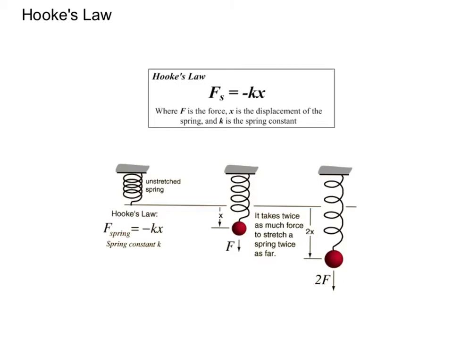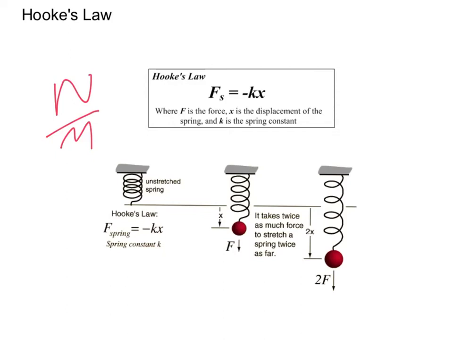Basically, Hooke's law says that the amount of force that it takes to compress a spring is equal to the force that the compressed spring can exert back. It's characterized by this equation here, where that spring force is equal to the spring constant times the displacement of that spring. The spring constant, k, is a unique value for each spring. It has the units of newtons per meter.